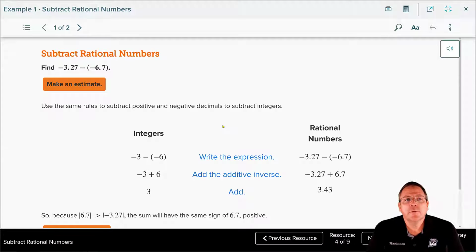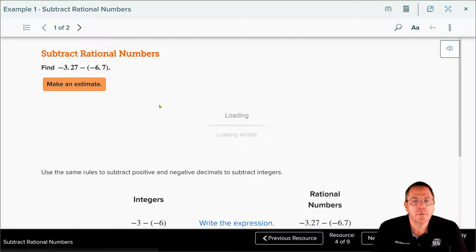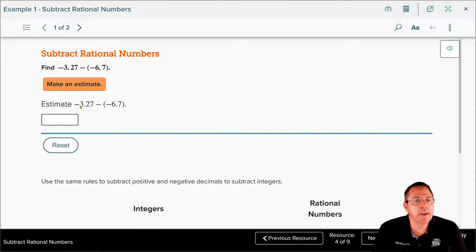The problem they give us to start off with is subtracting two decimals, and actually it's adding, but we'll talk about that. And they want us to start off by making an estimate. So right here we've got negative 3.27 minus a negative 6.7. So we're going to add. Make an estimate first, and my estimate is, first off, negative 3.67, that's about 3. Negative 6.7, that's going to be about a negative 7.